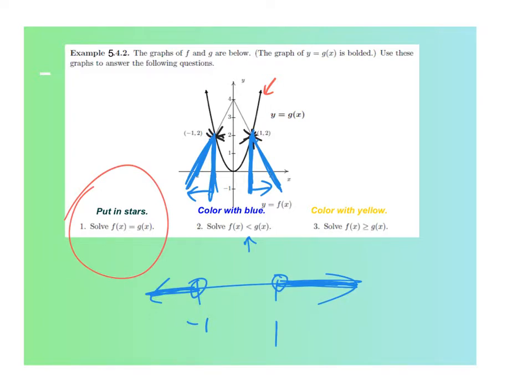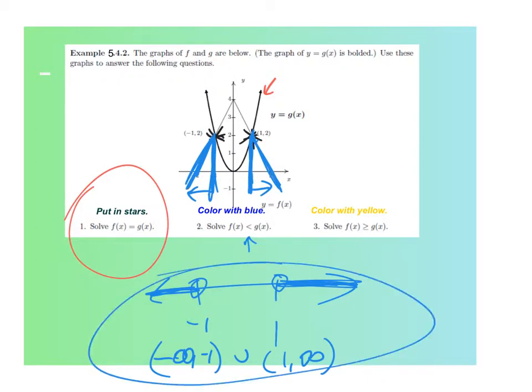Could I have written that with interval? Sure. -infinity to -1, union 1 to infinity. I strongly recommend making a single number line. It'll remind you we're talking about just the x values here. The answers are x values. So if you make a number line to answer these, like I just did right here, it'll help you to write your final answer as interval notation.